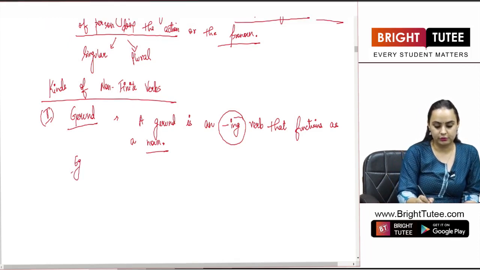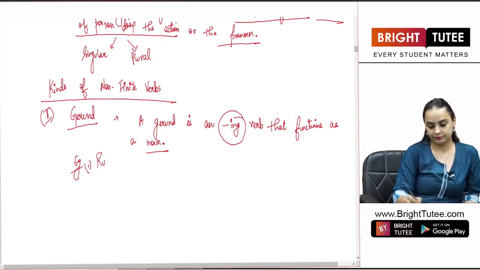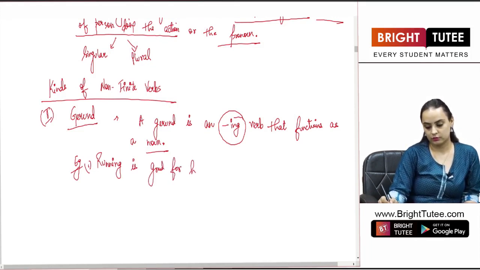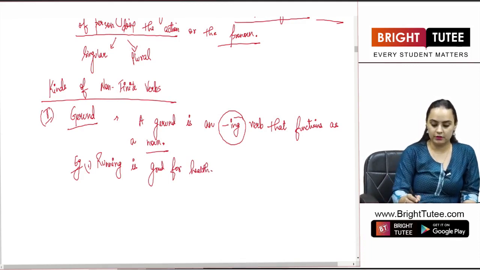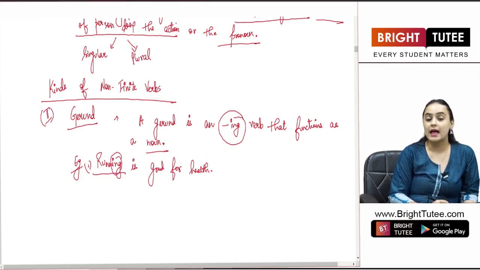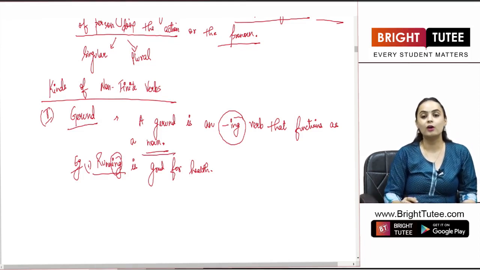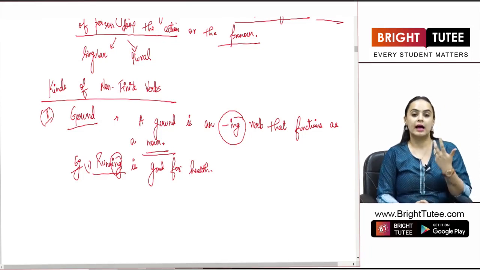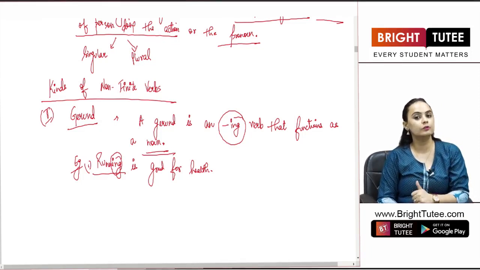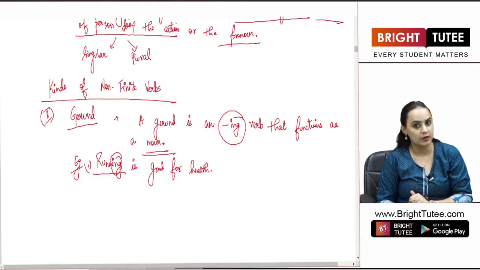For example, if I say, running is good for health. What is my verb over here? Running. It is an ing form of the verb and it is acting as a noun because this is my subject. This is what I am talking about. I can ask the question, what is good for health? Running is good for health.